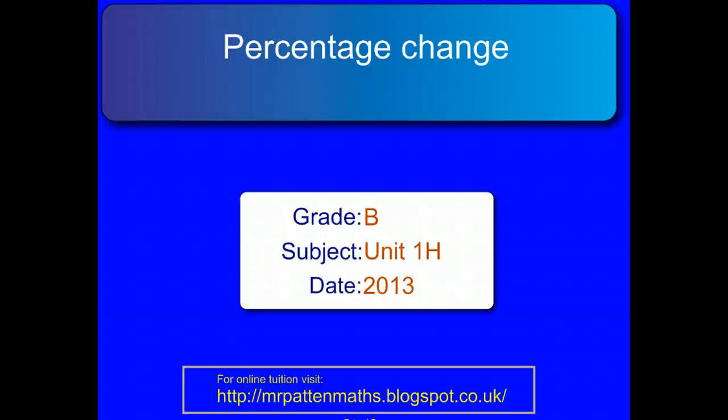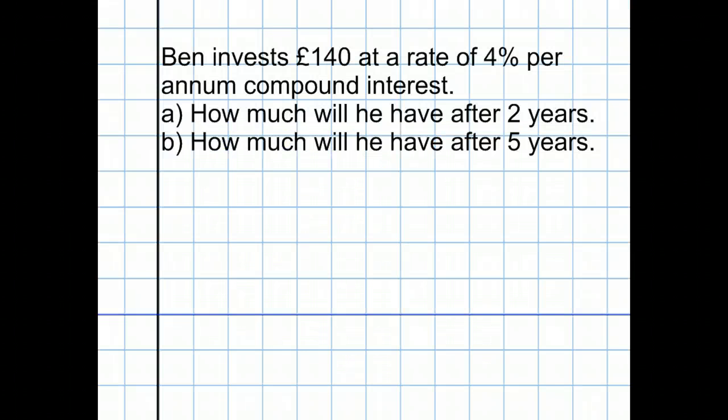Hello there. In this short video we're going to be looking at percentage change as grade B in difficulty, and it's part of the Aqua Unit 1H. Let's look at the sort of questions we have to solve. Ben invests £140 at a rate of 4% per annum, which means per year, compound interest. And we're going to have to find out how much he has after 2 years and after 5 years.